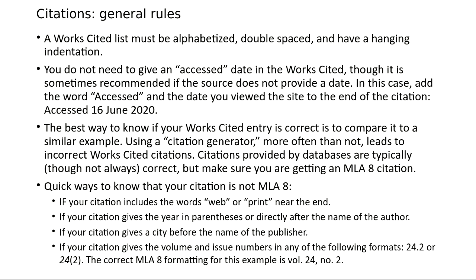If your citation gives a city before the name of the publisher, then you're using an older version of MLA. If your citation gives the volume and issue numbers in any of the following formats, for example, 24.2 or an italicized 24 followed by 2 in parentheses, these are either APA or older versions of MLA. A correct MLA 8 formatting for volume and issue number would be VOL. 24, NO. 2. All right. So a few guidelines to just keep track of as you're doing your works cited page.